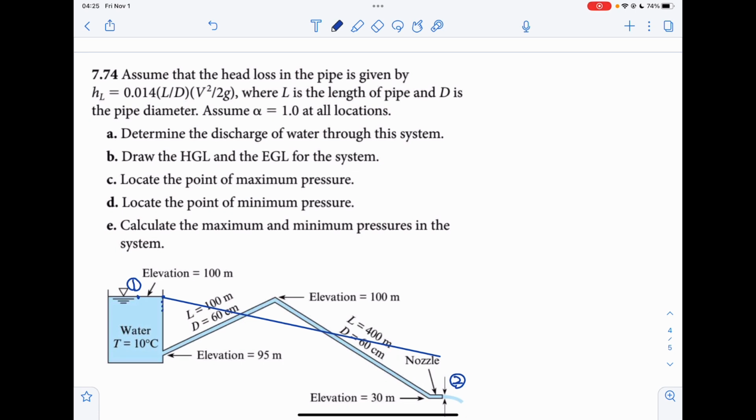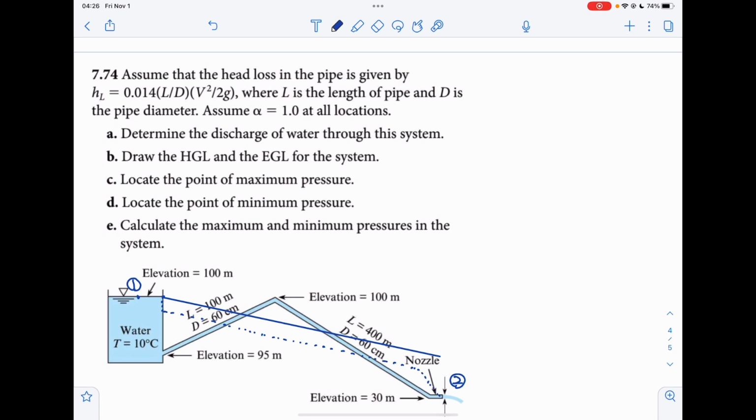Please notice the velocity head in the pipe is different than the velocity head at the nozzle. So we'll have a velocity head. We'll have the hydraulic grade line, which is the energy grade line minus the velocity head, like that. So they are parallel until it reaches the nozzle part.